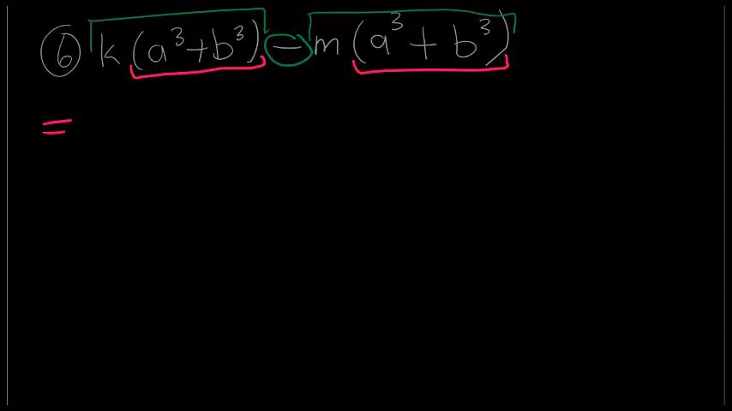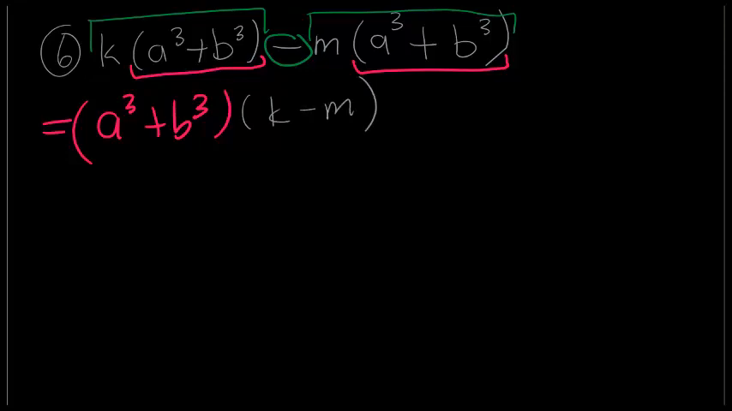So if I take the common factor out, then I have a³ + b³, and what's left is k − m. And there we go. We can move on from here. I'm going to put this in the front just so that it's out of the way. It doesn't get changed.